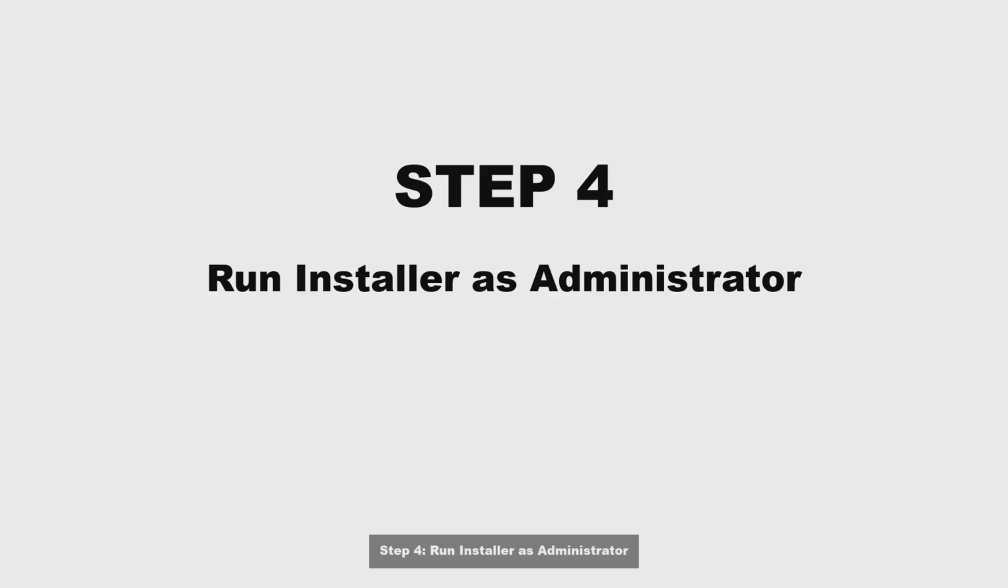Step 4. Run installer as administrator. Right-click on the CS2 installer and select Run as administrator. This grants the installer the necessary permissions to make changes to your system, which can help prevent installation issues.